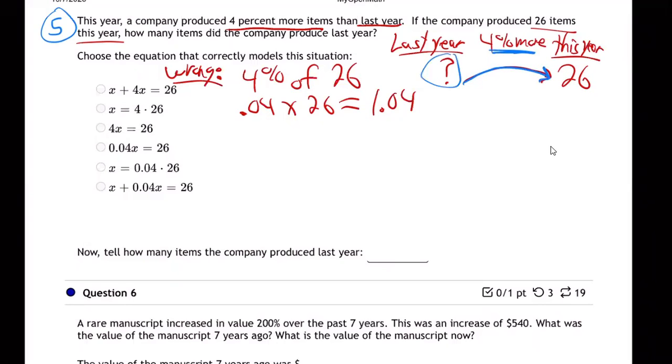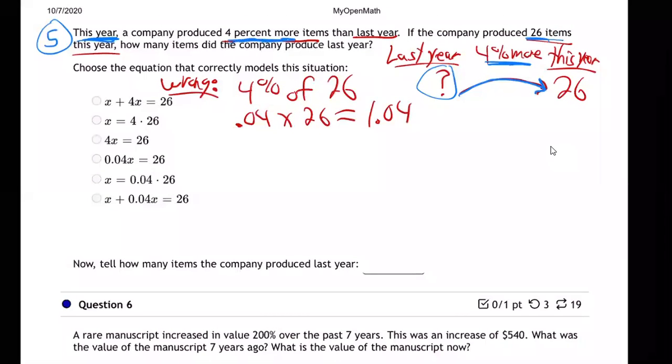So we have last year, which we don't know. We're trying to find out. That's what they're asking us about: how much did the company produce last year? We know this year they produced 4% more, and now it's at 26 items. So what was last year? Well, some lower amount, right? Last year had to be a lower amount because they produced 4% more this year, and now they're up at 26.